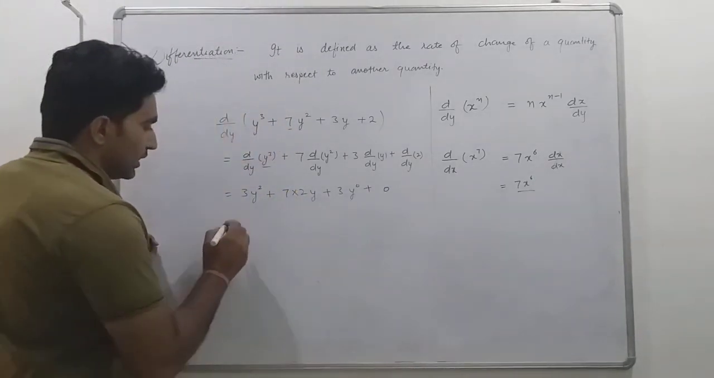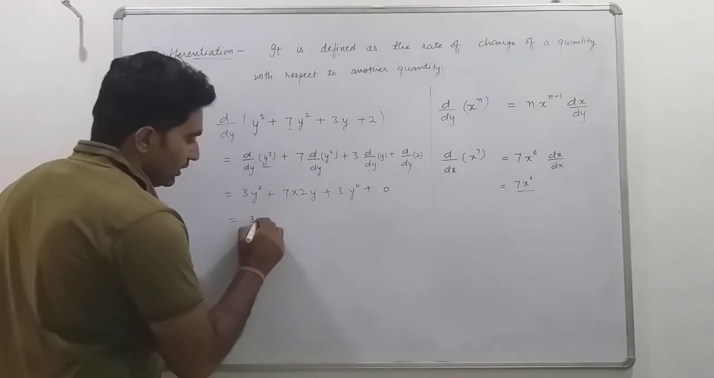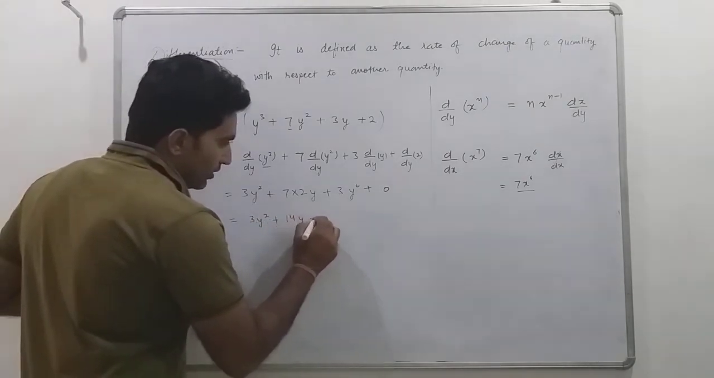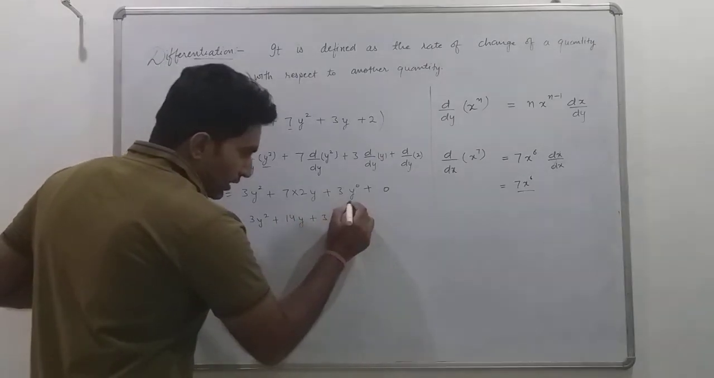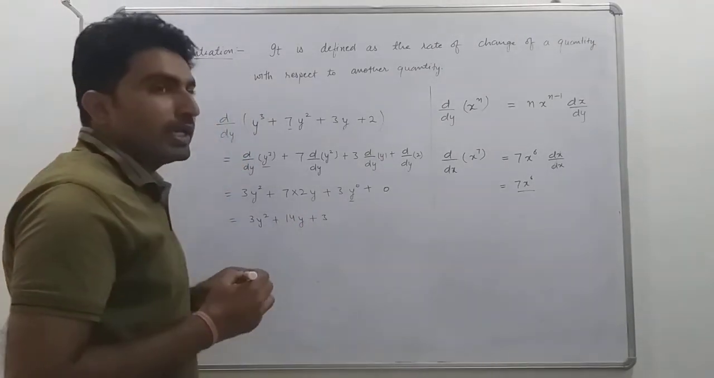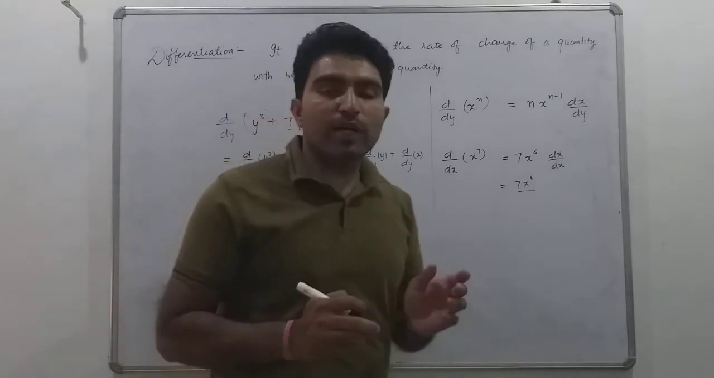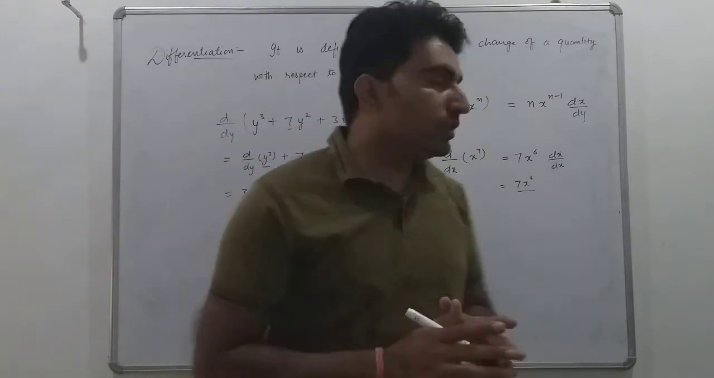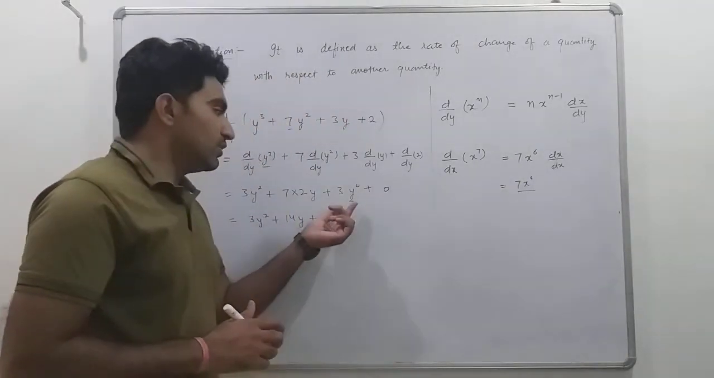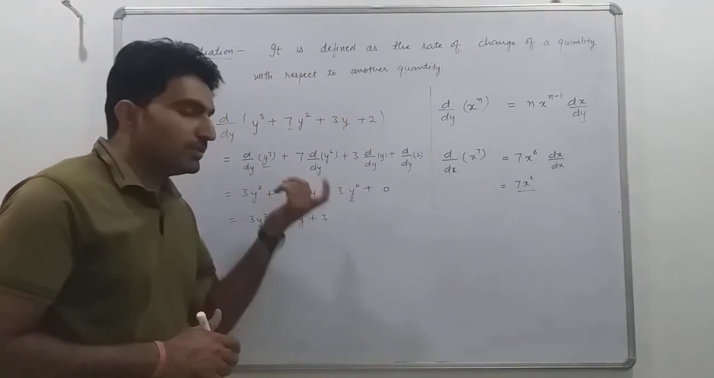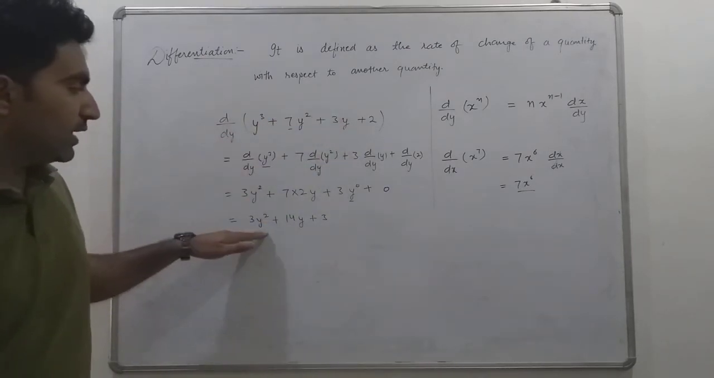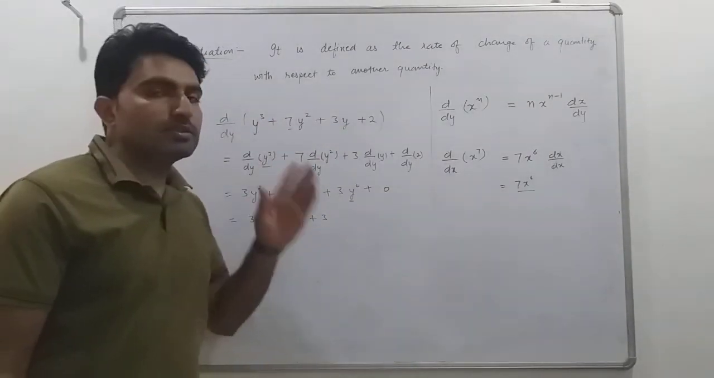So we have the answer 3y square plus 14y plus 3 into y raised to power 0. Any quantity having power 0 will always be equal to 1. So y raised to power 0 will be equal to 1. So 1 multiplied by 3 is equal to 3. So the differentiation of this polynomial will be equal to 3y square plus 14y plus 3.